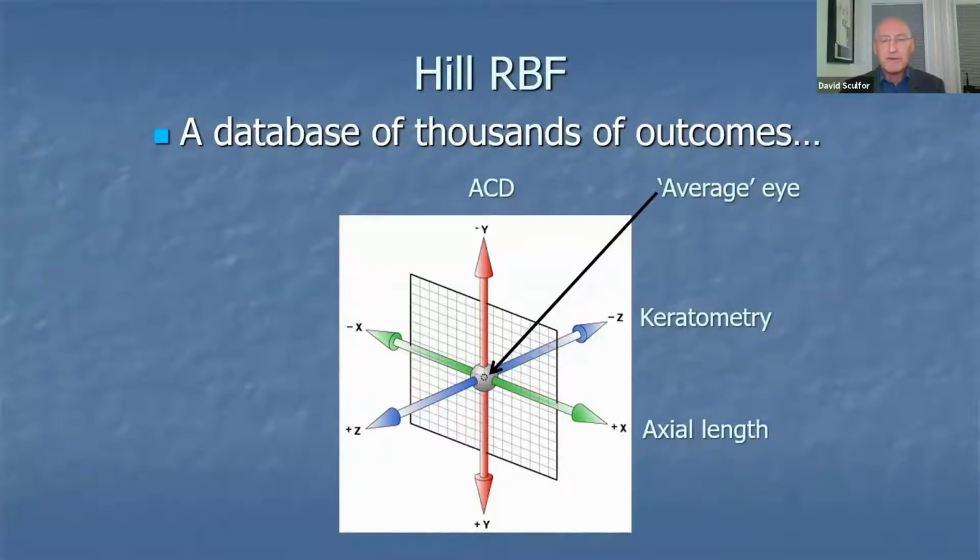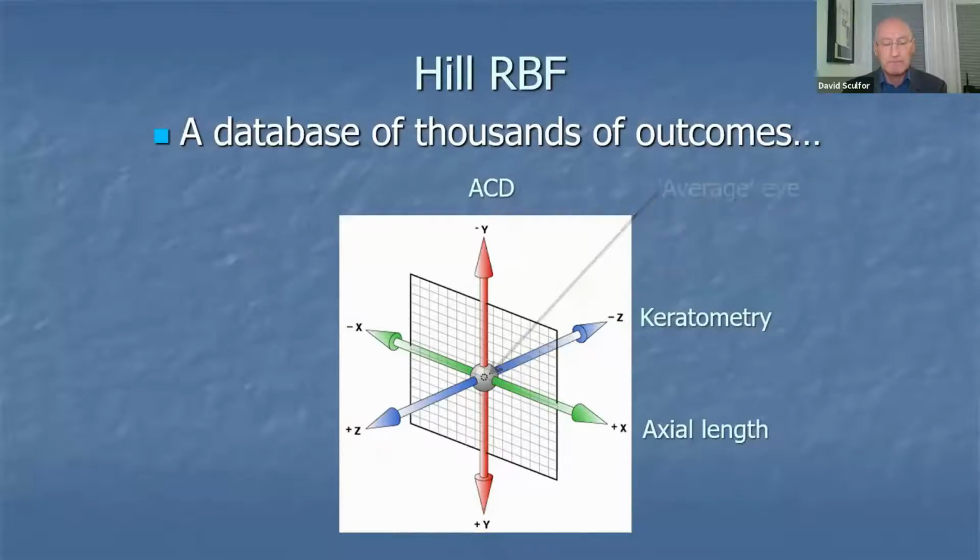And if we plot that on a 3D graph, so we've got an average eye right in the middle there, with an anterior chamber depth on the vertical axis of about 3.5 millimeters, keratometry 43 diopters along the z-axis, and axial length along the horizontal axis. So our average eye sits in the middle. We then plot all our outcomes onto that graph.